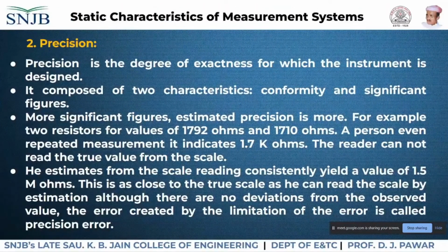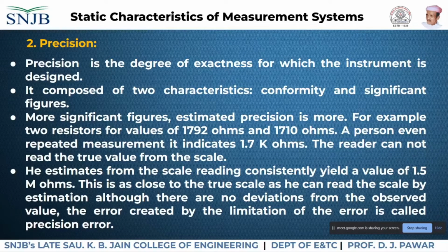Second one is precision. There can be a little confusion between precision and accuracy. Precision is the degree of exactness for which the instrument is designed. It is composed of two characteristics, conformity and significant figures. The more significant figures, the more the estimated precision. For example, two resistors with values of 1792 ohms and 1710 ohms. A person, even with repeated measurement, reads 1.7k ohms. The reader cannot read the true value from the scale.